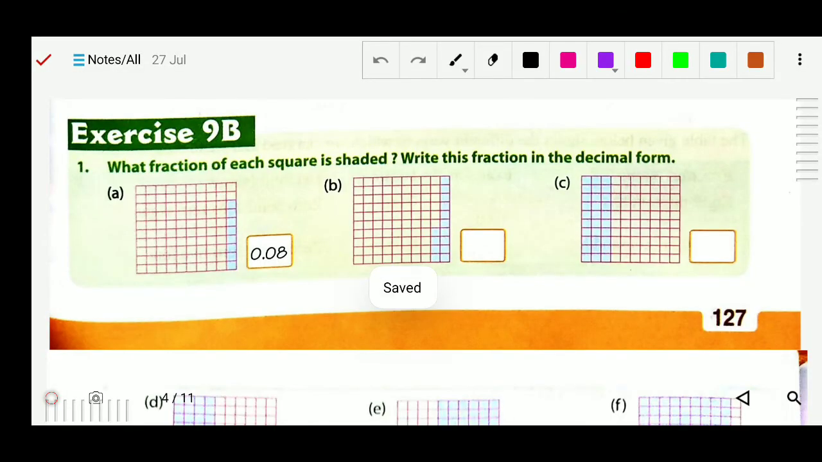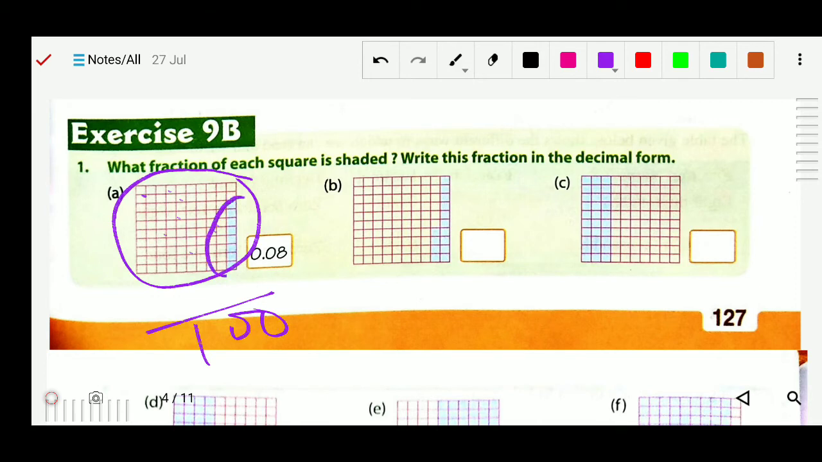The first question: you have to count how many grids there are in total. You will find the total is 100, so write 100 in the denominator. How many are shaded? Check it, it will be 8, so you write 8. How many zeros are there?